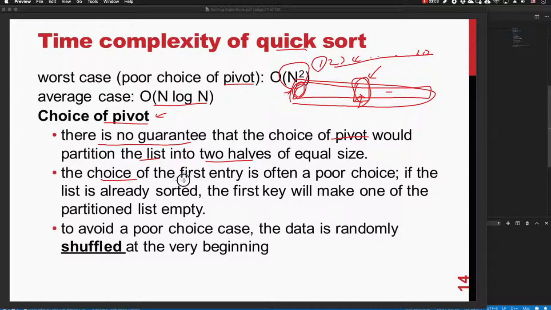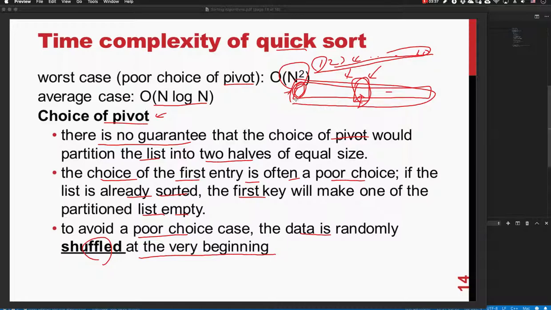So the choice of the first entry is often a poor choice if the list is already sorted, and the first key makes one of the partition lists empty. To avoid the poor choice case, the data is randomly shuffled at the very beginning once. Then after random shuffle, perfectly ordered data are just completely removed. I mean, it's just randomly shuffled.